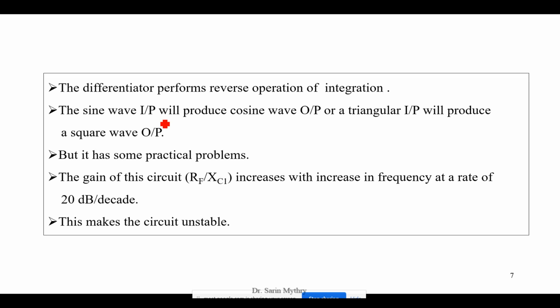Let us see what the practical problems are. What is the gain of this circuit? The gain of the circuit is RF upon the impedance of the capacitor. RF upon the impedance of this capacitor is the gain.